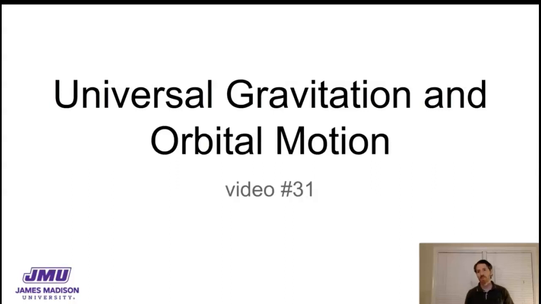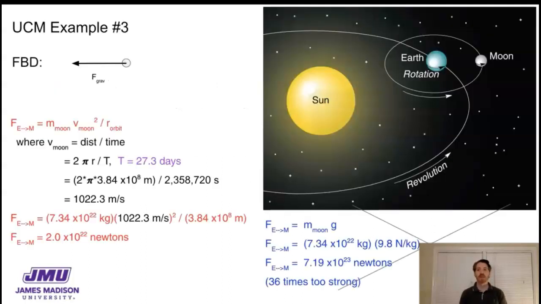Okay, in this video, I want to talk about gravity from a little bit different perspective than how we did back when we were talking about projectiles and things like that. So we've talked about how F equals mg gives a different value from F equals mv squared over r for the moon traveling around the Earth.